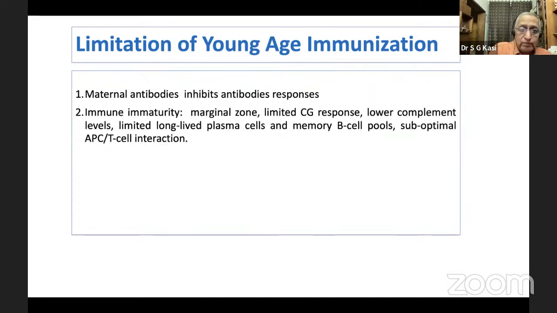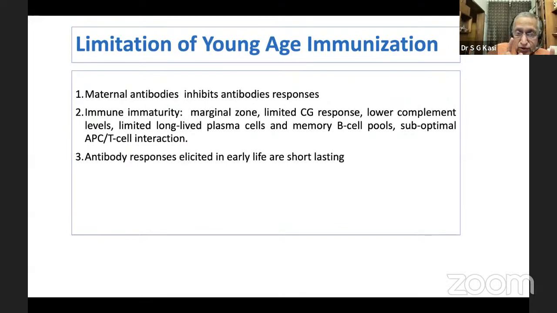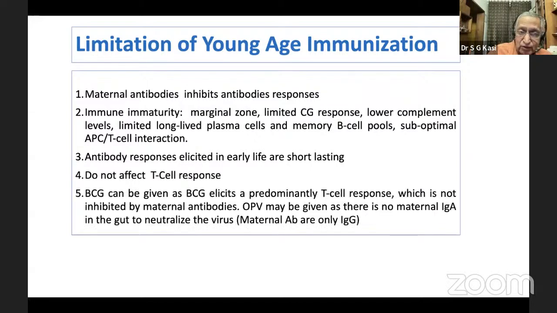There is also a lot of immune immaturity. The marginal zones are not well formed. The germinal center response, the complement response, the long-lived plasma cell response, the memory B cell pool, all are suboptimal. Antibody responses are also shorter lasting. The T cell responses are fine. That's why you can give BCG, which is a predominantly T cell vaccine.